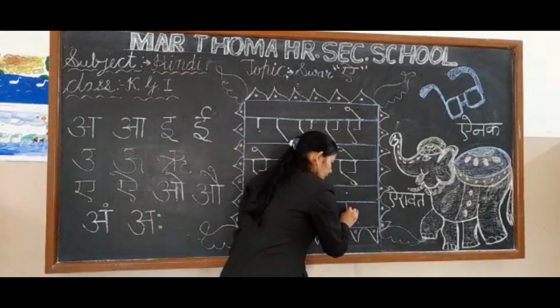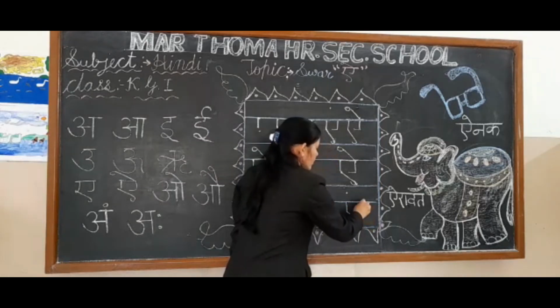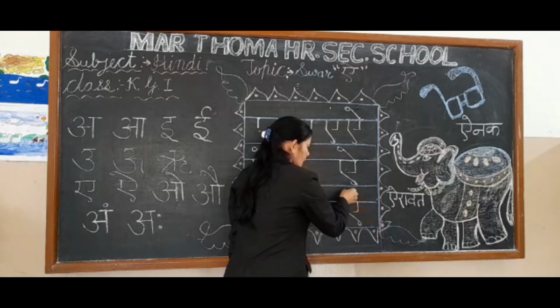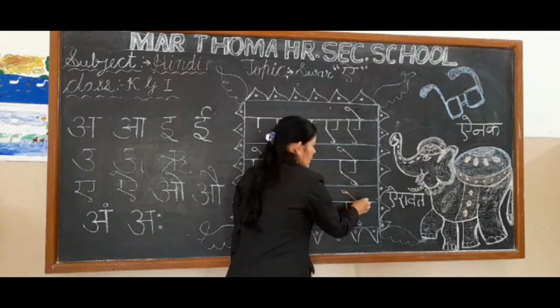Make a standing line, down a slanting line, make a curve, make a standing line, come inside, and now make a slanting line and make a loop and a slipping line.